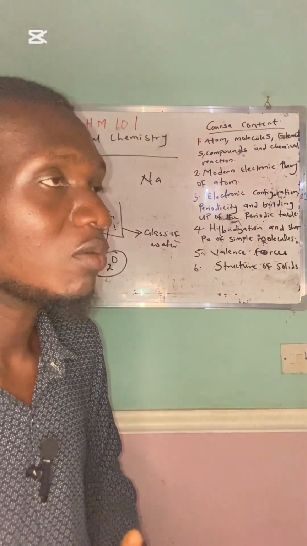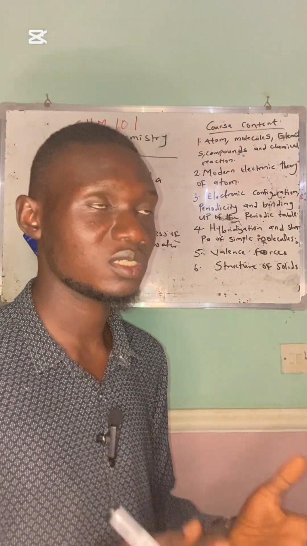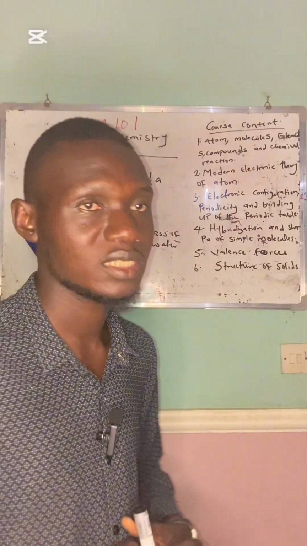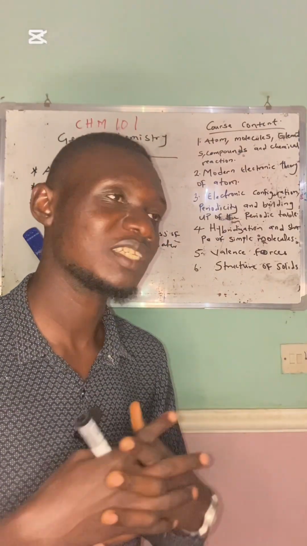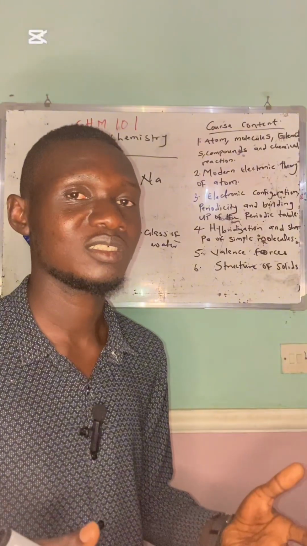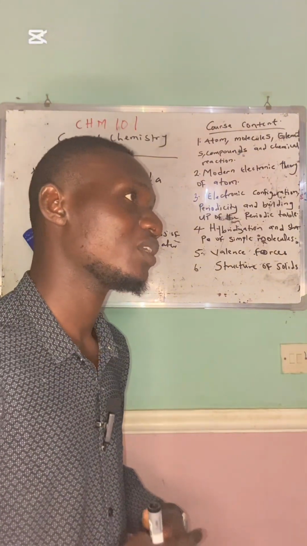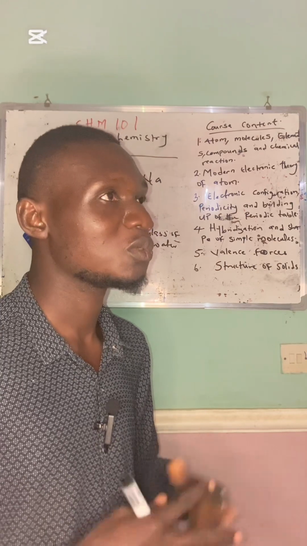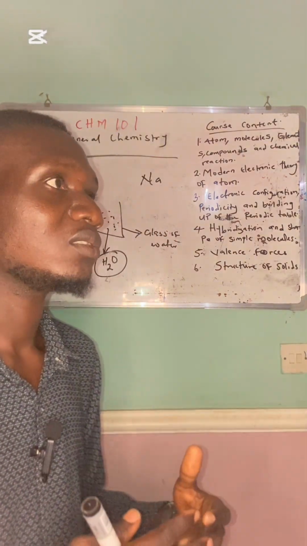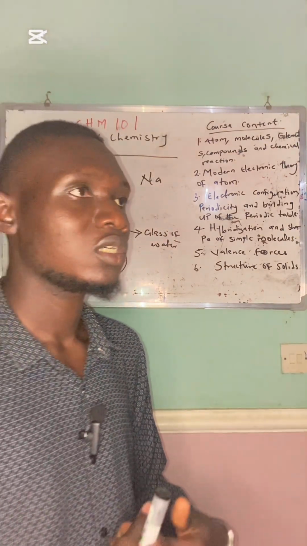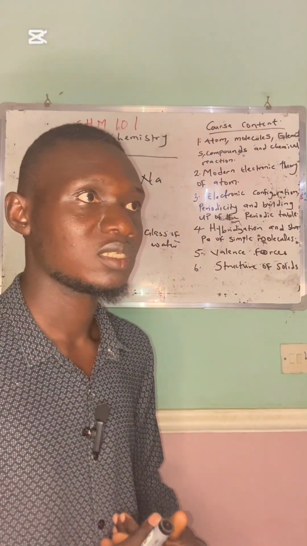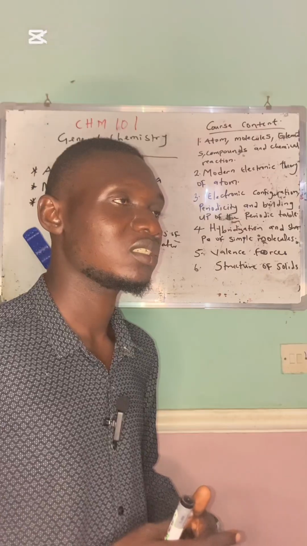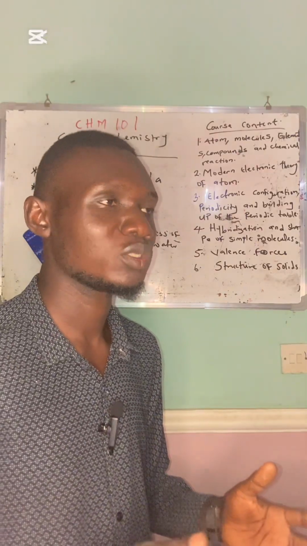A compound is also a pure substance, but in this case, a compound can be split by ordinary chemical process. What I mean by split is, in another word, a compound is the combination of two or more elements, chemically, through chemical process.